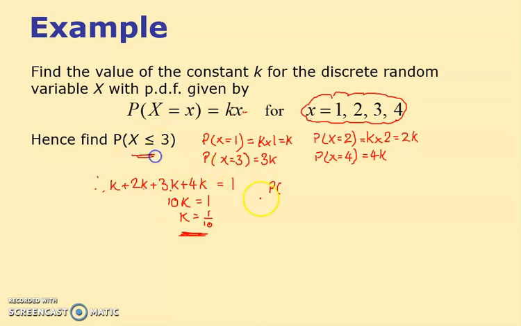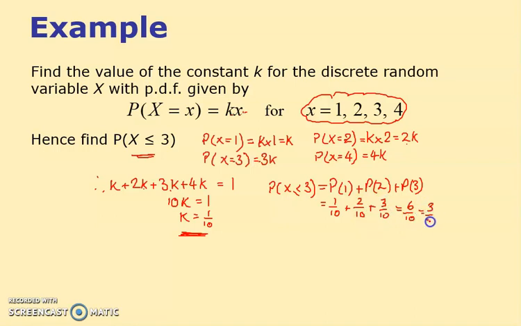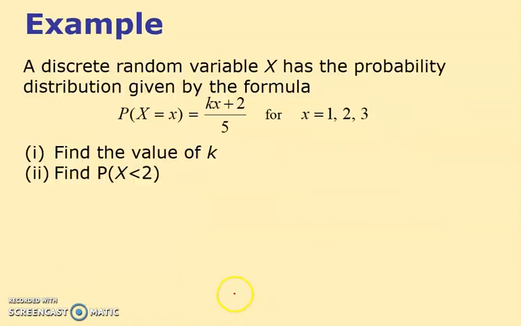What does it want? It wants x less than or equal to 3 actually. So that's 3 ways of doing that. You can get 1, you can get 2, or you can get 3. When it's 1, it was just k, so that's a tenth. When it was 2, it was 2k, so that's 2 tenths. When it was 3, it was 3k, that's 3 tenths. Add them up, you get 6 tenths, or 3/5, I suppose you could simplify. 0.6, there you go, I wrote it as a decimal.